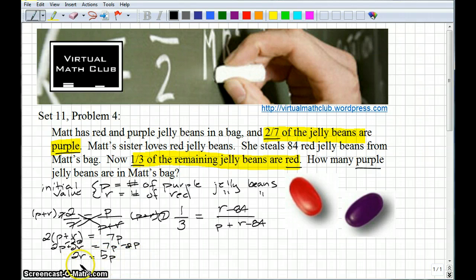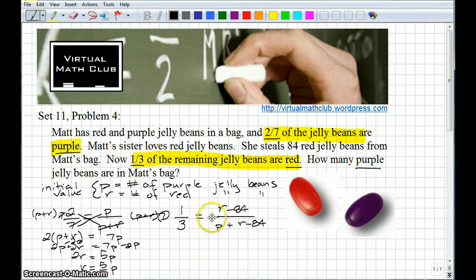And that would mean that r is equal to 5/2 p, okay? So now we have r in terms of p.